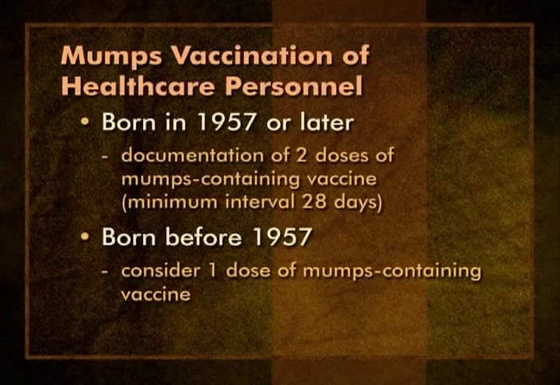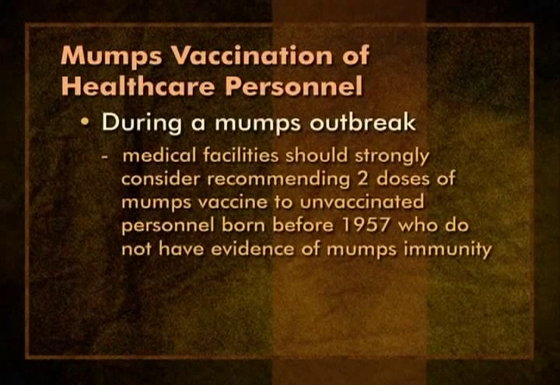Because birth before 1957 is only presumptive evidence of immunity, medical facilities should consider recommending one dose of a mumps-containing vaccine for unvaccinated workers born before 1957 who do not have a history of physician-diagnosed mumps or laboratory evidence of mumps immunity. During a mumps outbreak, medical facilities should strongly consider recommending two doses of mumps vaccine to unvaccinated personnel born before 1957 who do not have evidence of mumps immunity. These new recommendations for healthcare personnel are intended to offer increased protection during a recognized outbreak of mumps. However, reviewing healthcare personnel immune status for mumps and providing vaccine during an outbreak might be impractical or inefficient.